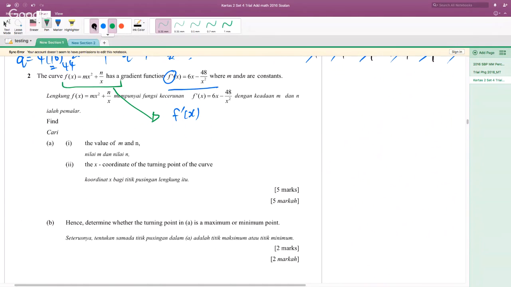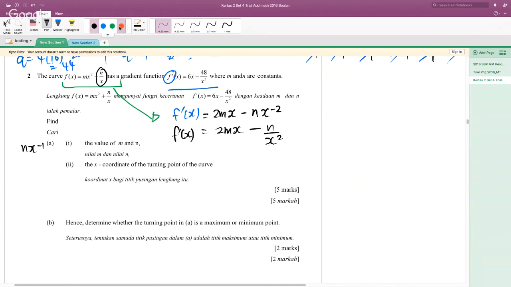Okay, so if I differentiate this one, 2, I will move in front, it becomes 2mx. And then this one, n over x means nx to the power negative 1, isn't it? Negative 1, I will move in front, it will become negative nx to the power negative 2. All right, then I will just simplify this: 2mx minus n over x squared. This is my f dot x.